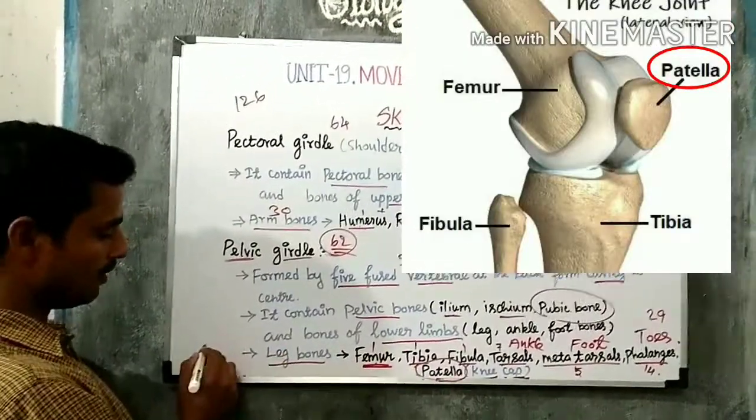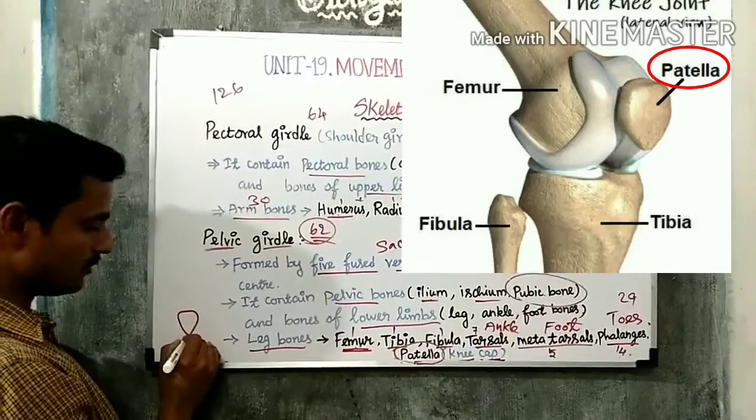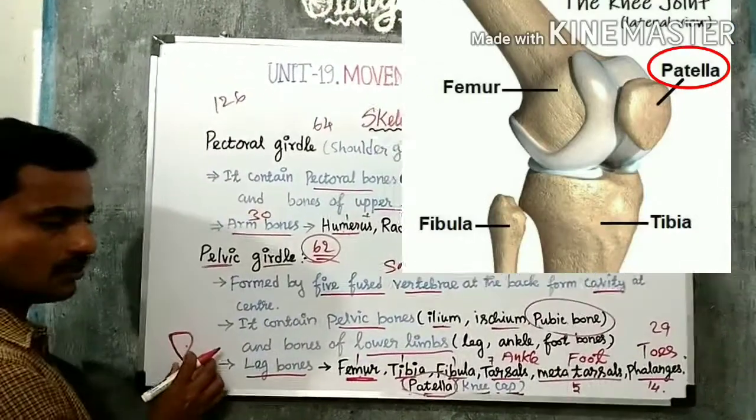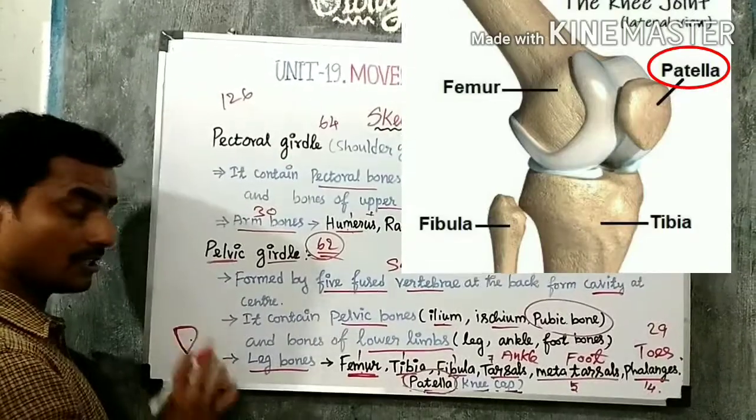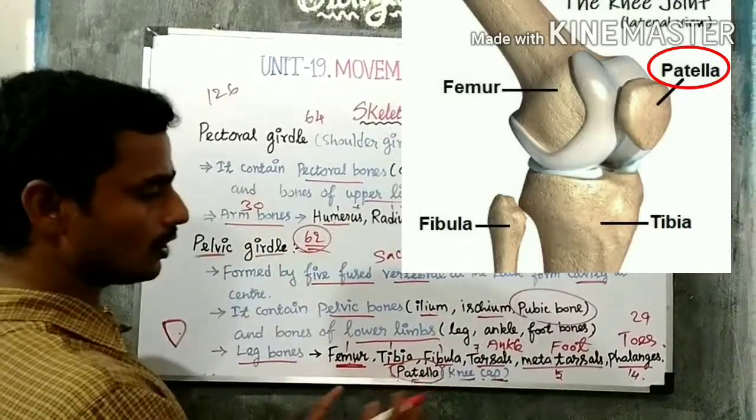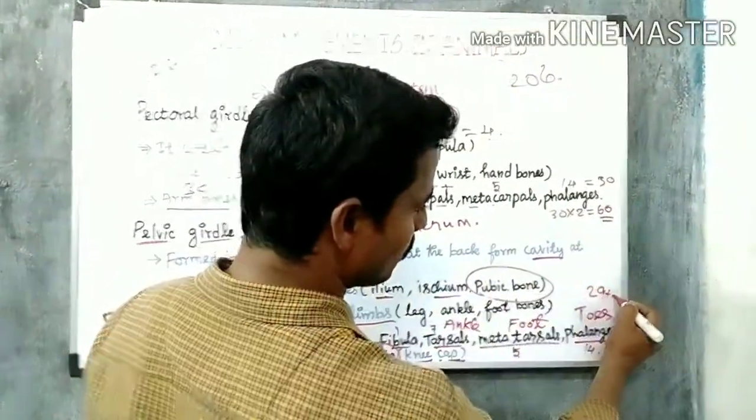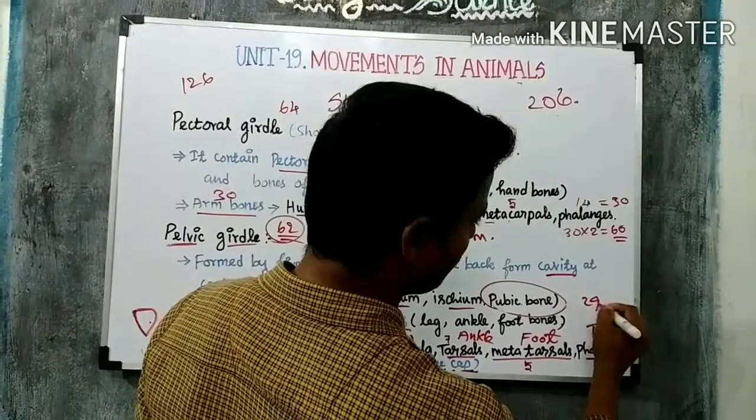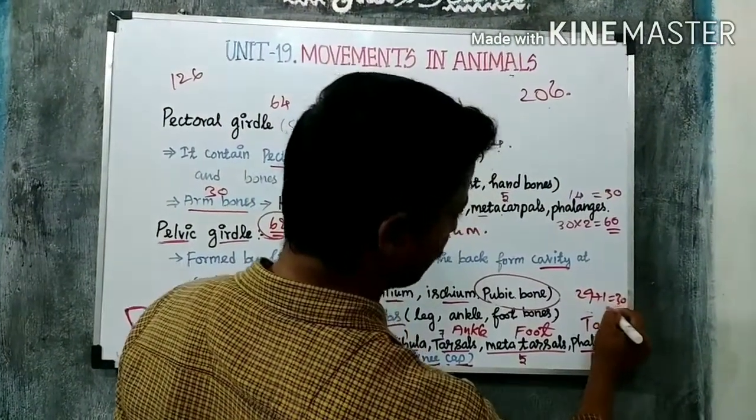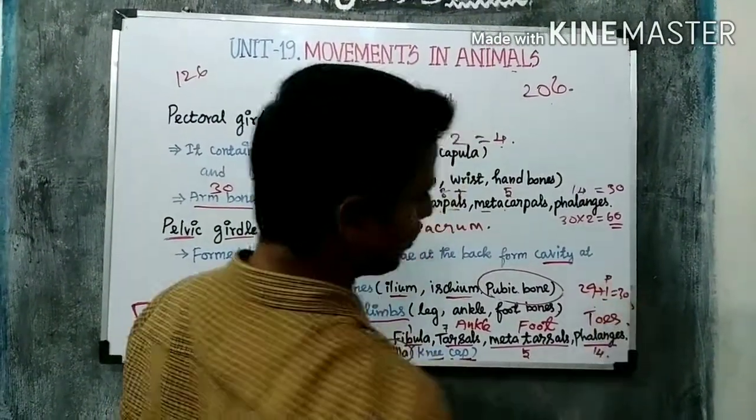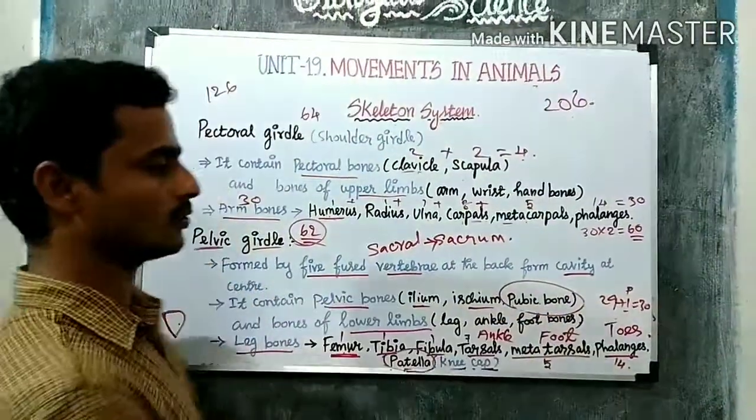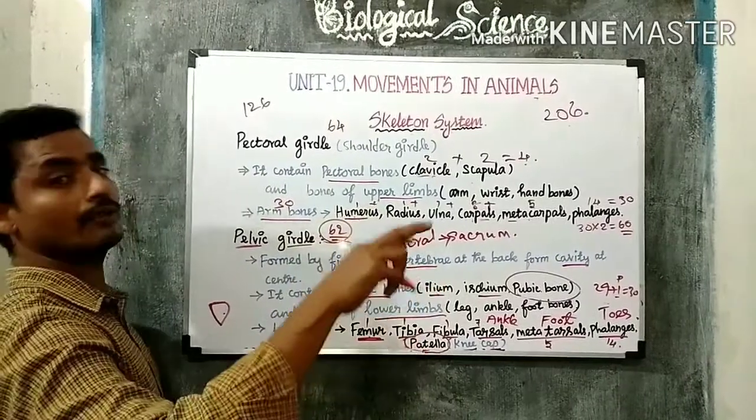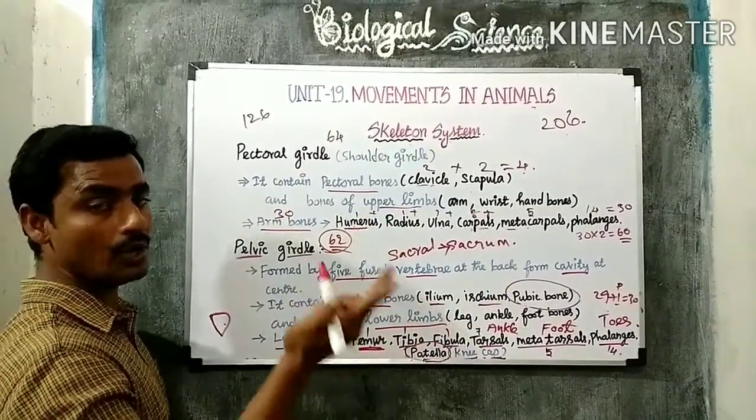The patella is called the sesamoid bone because it resembles the seed of a sesame. So in total we have 30 bones, 29 plus 1, where this one bone is the patella. So in one leg we have 30 bones, and in two legs we have 60 bones.